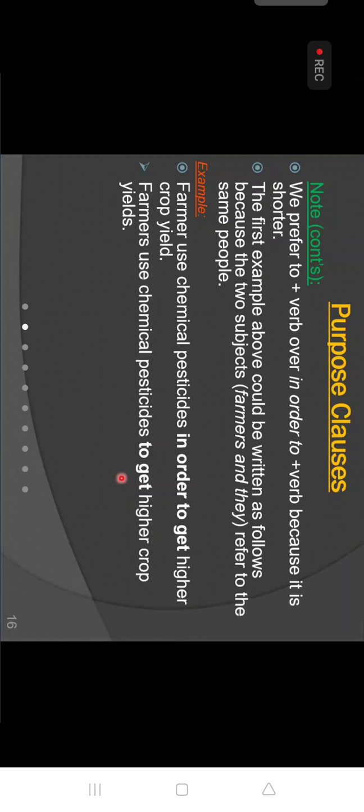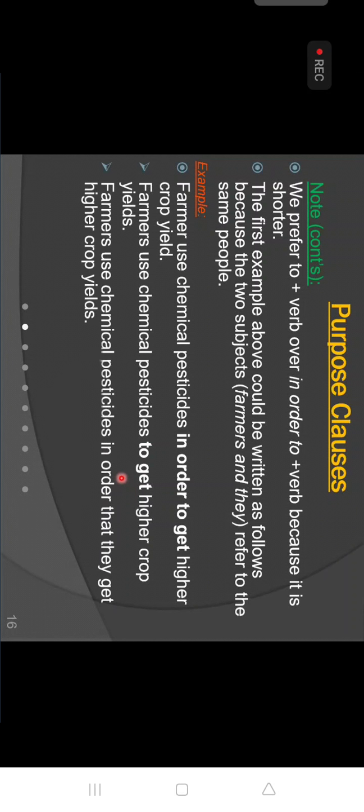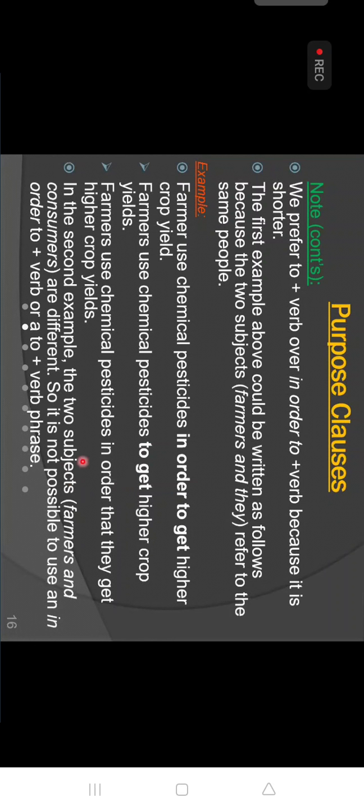This is what you have to remember about the adverb of purpose: "in order that", "in order to get", or "to get". And one more: "in order that they can get" is the more formal one. You can say it three ways here: "in order to get", or "in order that they get". But this one is the more formal one. This is what you have to remember about adverbs of purpose.